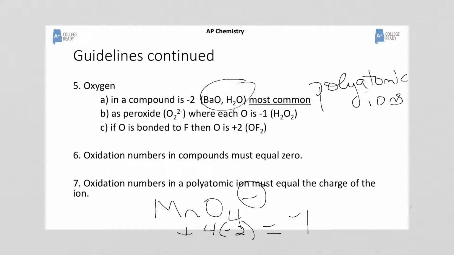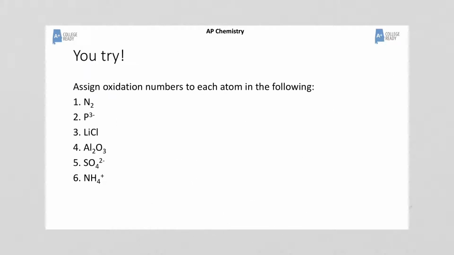So you can see we've got negative 8 for all the oxygens. We have to achieve negative 1 overall. Manganese would have to be plus 7. So that's a way to determine manganese's oxidation number from knowing oxygens. So let's go through these.